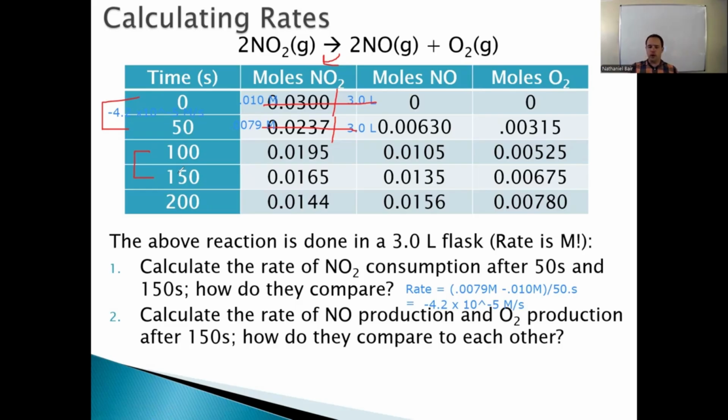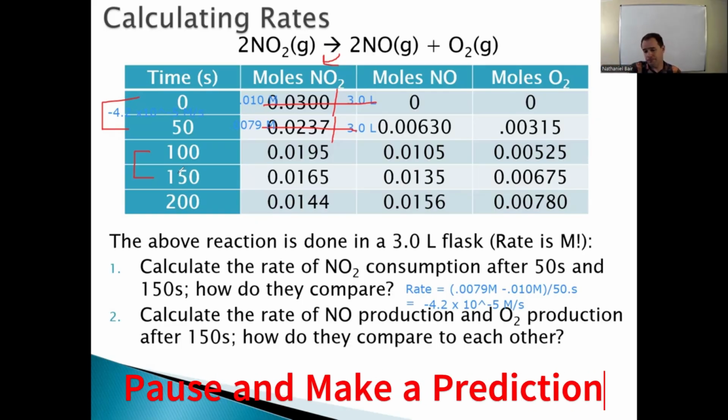Do you think that the rate for the reaction is going to stay the same? Later on in the reaction, do you think it's going to increase and get faster, or do you think it's going to decrease? Do you think the reaction is going to slow down over time? So what do you think? Do you think it's going to stay the same? Speed up? Or slow down as more and more time goes on as the reaction progresses? Think about that for a second. Make a prediction. Worst thing you can do is be wrong.